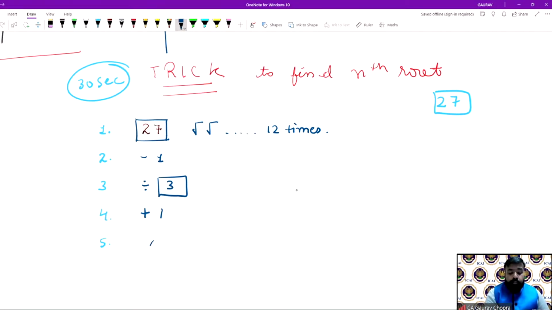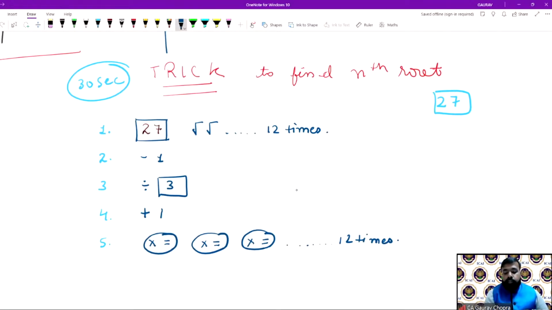Press multiply, equal to. This is one time. Again multiply, again equal to, second time. Again multiply, again equal to, third time. So we have to repeat this process overall 12 times, multiply equal to, multiply equal to. After doing these 5 steps, the result will be on the screen.